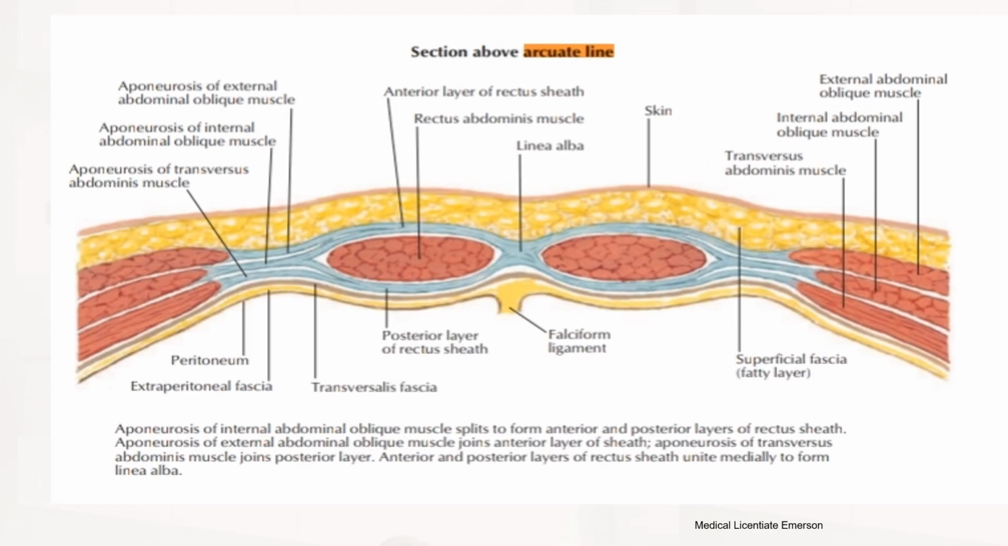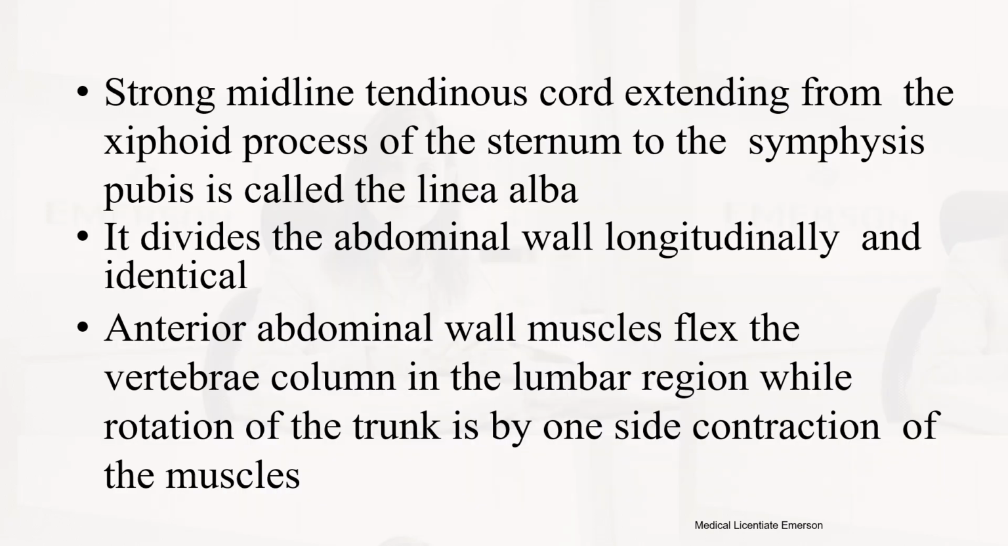Okay, so these are the muscles. We have the strong midline tendinous cord extending from the xiphoid process of the sternum to the symphysis pubis, which is called the linea alba. So it's actually a line which extends from the xiphoid process to the pubic symphysis. It divides the abdominal wall longitudinally.